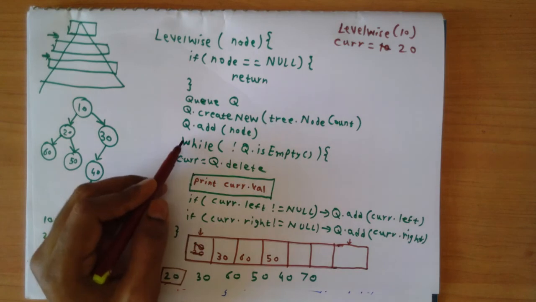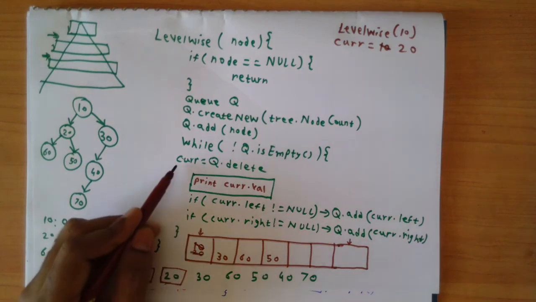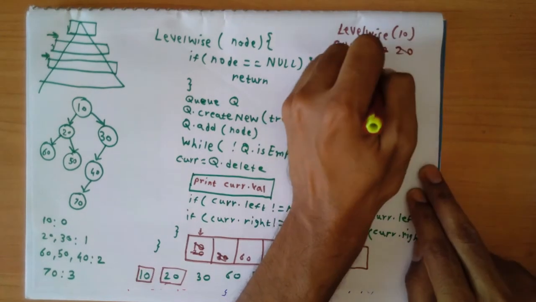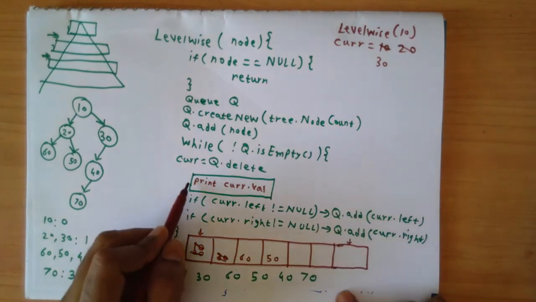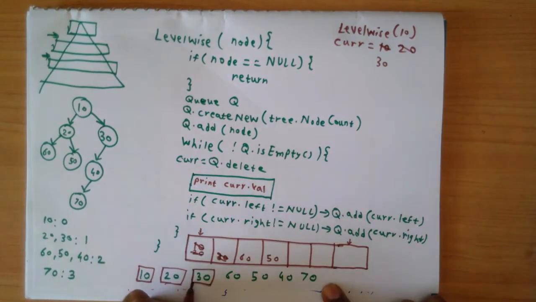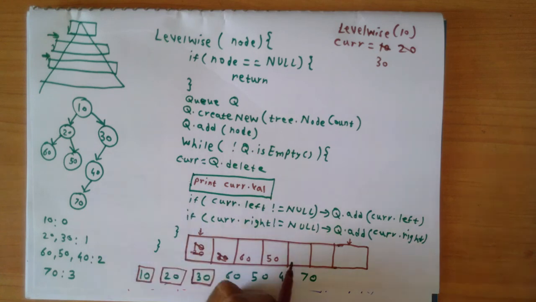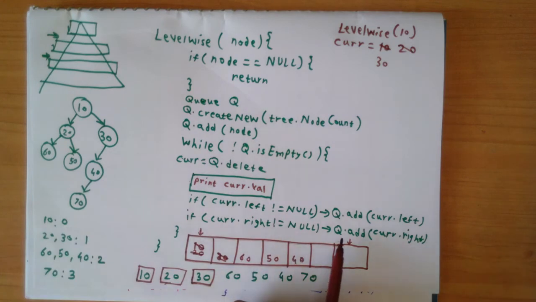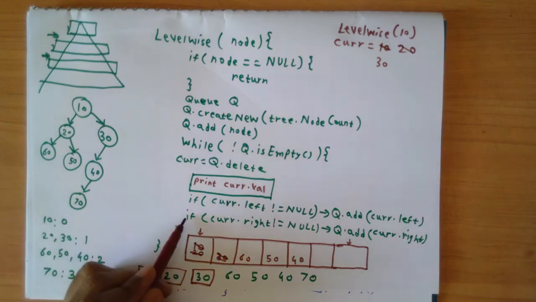I go back to the beginning. I ask my question, is the queue empty? It is not. It has 3 elements. So I start deleting an element from the queue, and the element that I get is 30. 30 is gone, and now my current becomes 30. So with 30 as the current, first thing to do is print the value. So now 30 is printed in the output, and then we check if 30 has a left child. It does have. So I'm going to add 40 to my queue, and then I ask the question, does 30 have a right child? It doesn't. So I won't add a null to my queue. And then I'm done with processing of node 30.